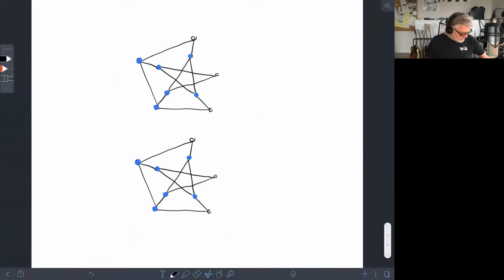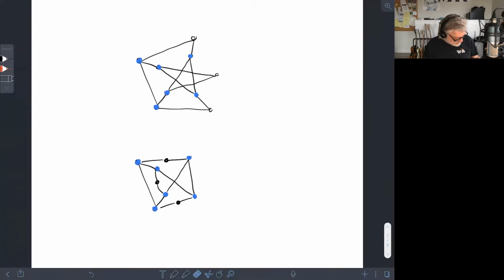So let's copy this, put it over here. Let's redraw. Okay, I know what I want to do. Okay, this is the same as this, right? And these two, like that, and these two. So I'm just redrawing my graph so that you can see better that these are subdivisions.